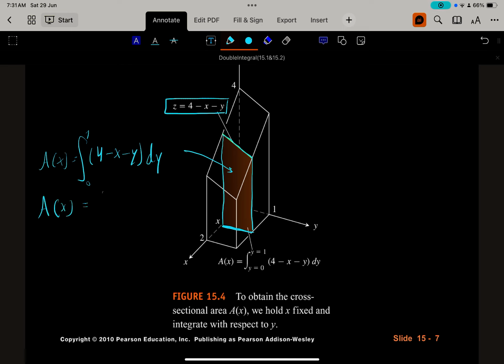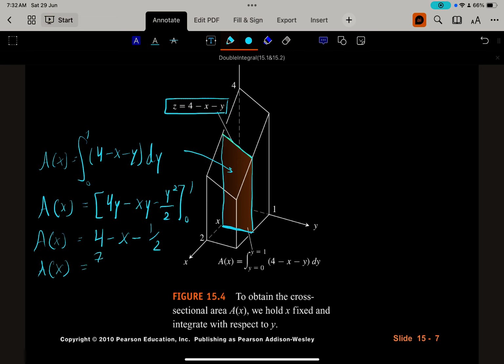Now this will give us 4y minus xy minus y squared over 2 from 0 to 1, which is A of x equals 4 minus x minus 1 over 2. A of x equals 16 over 4 minus 1 over 2, 8 over 2 minus 1 over 2 is just 7 over 2 minus x. Now this is a function for the cross-sectional area.